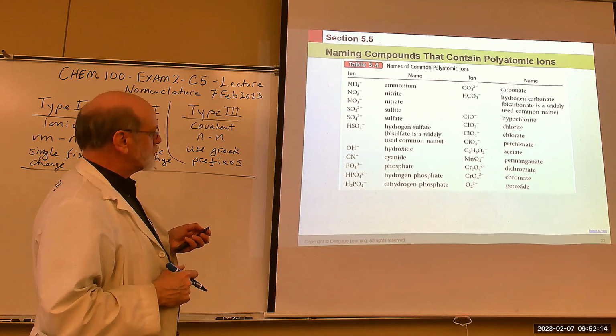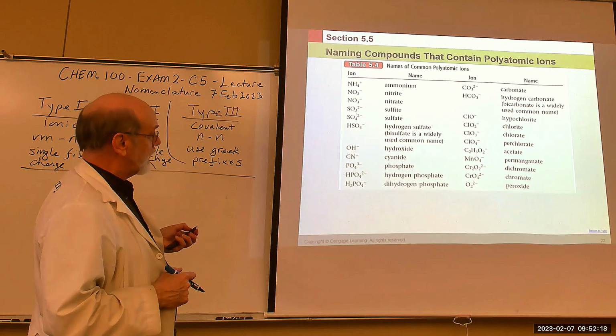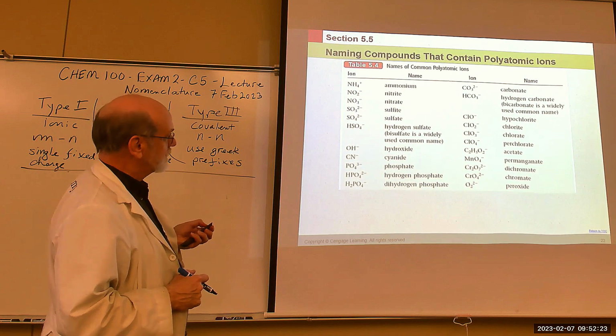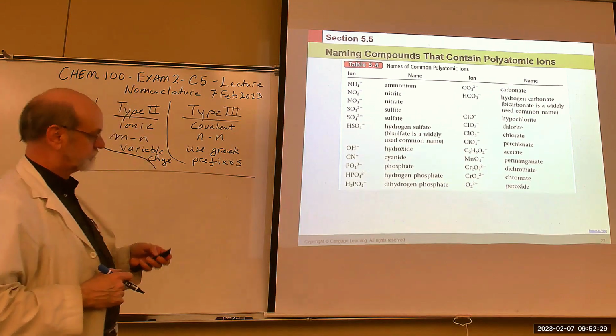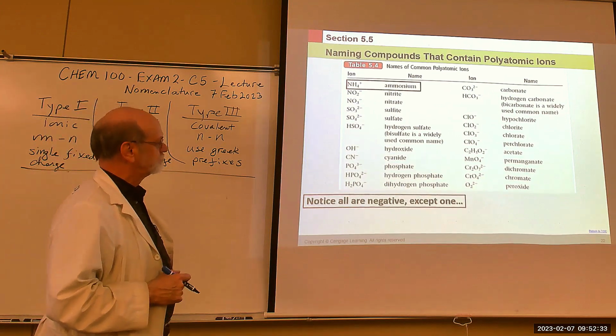So once you know that you have a polyatomic ion, then you know that this group is going to be named with that name and no other. Let's get some examples. I think it'll work better.